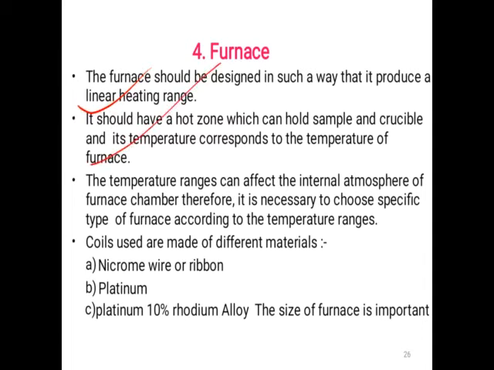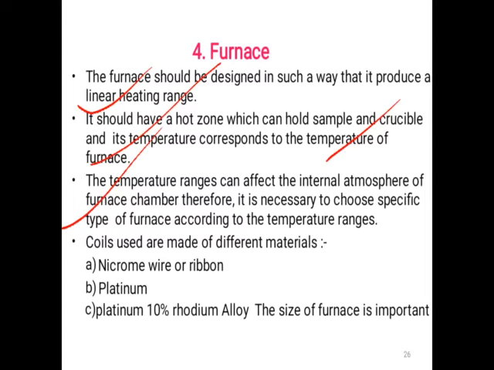It should have a hot zone which can hold the sample and its crucible, and which has the temperature corresponding to the temperature of the furnace. Next, the temperature ranges can affect the internal atmosphere of the furnace chamber. So if necessary, we have to choose a furnace according to the change in the temperature, or depending upon the range of the temperature.